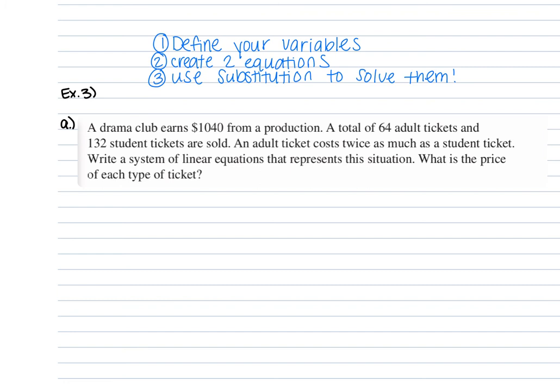A drama club earns $1,040 from a production. A total of 64 adult tickets and 132 student tickets are sold. An adult ticket costs twice as much as a student ticket. Write a system of linear equations that represents this situation. What is the price of each type of ticket?